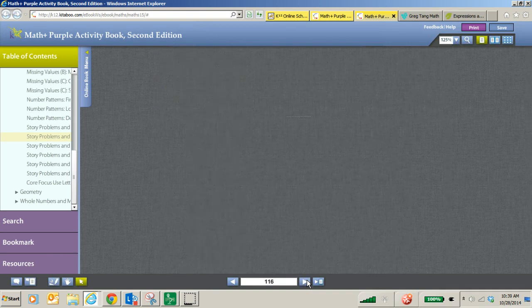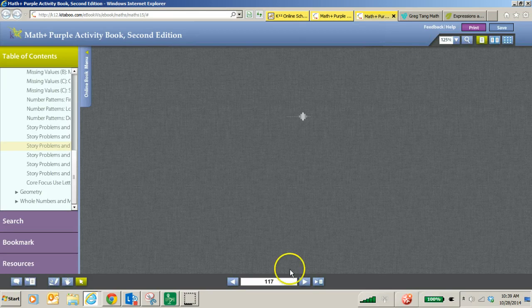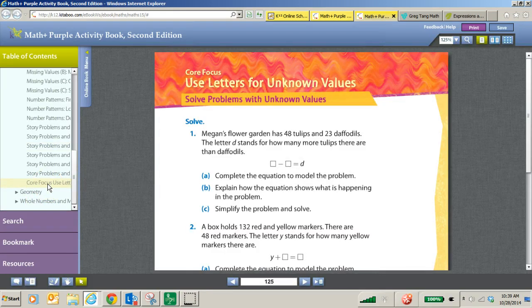As we go through, they're going to continue to work on that multiplication patterns and tables, and then you're going to get to the core focus. And the core focus repeats and reiterates some of the things that were already in this unit, where we fill in the missing numbers to solve the equation.